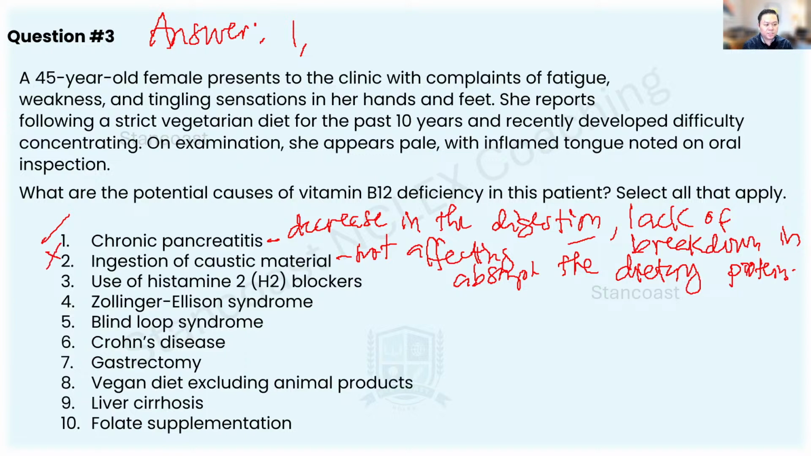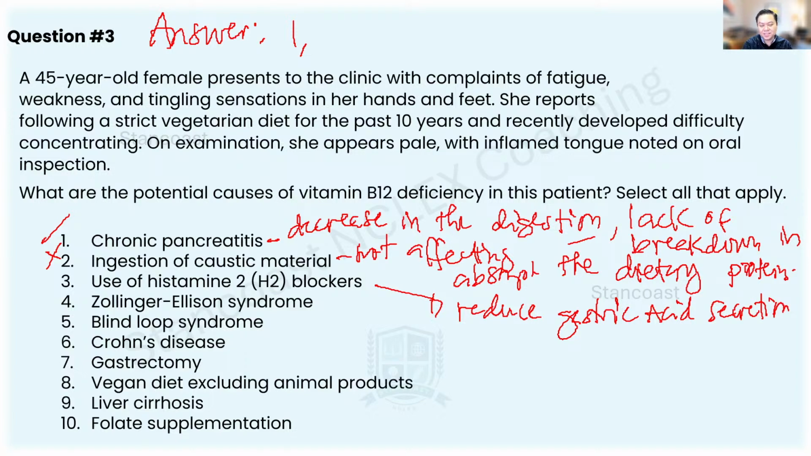What about 3? Use of histamine 2 blockers. What are those medications? These are your Tagamet, cimetidine. They are going to reduce the gastric acid secretion, especially if the person has peptic ulcer disease.